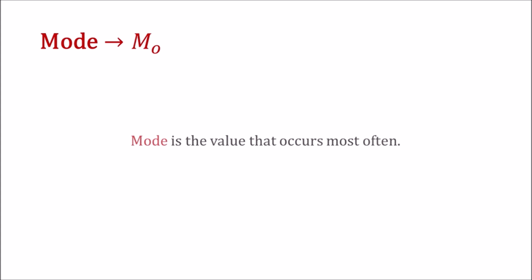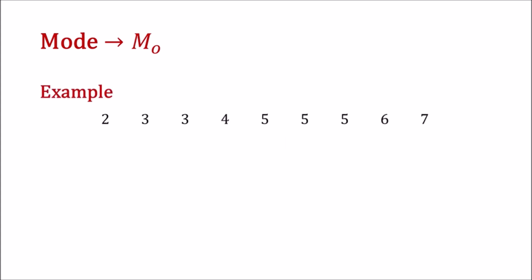Mode. Mode is the value that occurs most often. Example, given data like this. From the data we can see that 2 occurs once, 3 occurs 2 times, 4 occurs once, 5 occurs 3 times, 6 and 7 each occurs once. So the value that occurs most often is 5, so the mode is 5.